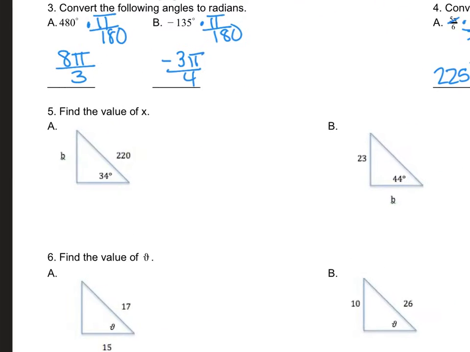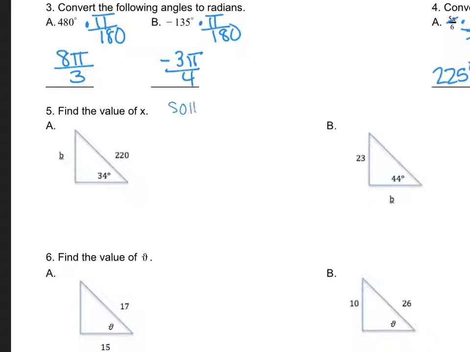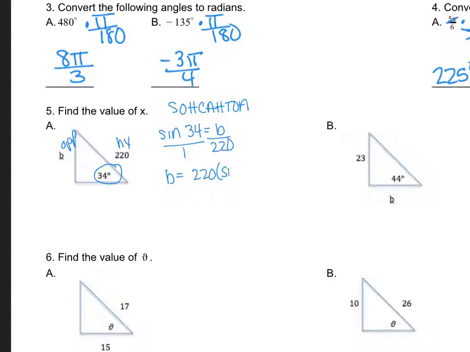All right, so find the value of x. We're going to use that acronym SOHCAHTOA. We're going to label what we have. This is what's given to us. This is opposite that. This is the hypotenuse. So opposite and hypotenuse is sine. So the sine of 34 is opposite over hypotenuse. We're going to put a 1 underneath there and cross multiply. So in my calculator, I'm going to do 220 times the sine of 34, and I get 123.0.